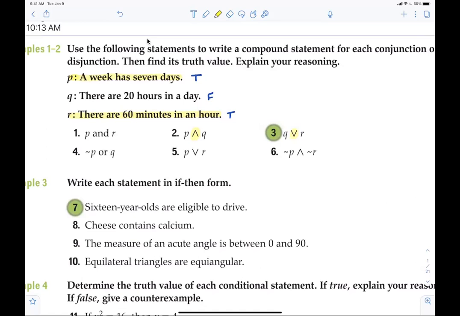So which one are we on? What do you think that squiggly line means? It's just a symbol for not. So it's the opposite of P. So what is the opposite of P? A week doesn't have 7 days. That is 100% correct. So now go ahead, Aiden, write this statement. A week doesn't have 7 days, or there are 20 hours in a day. That is correct.